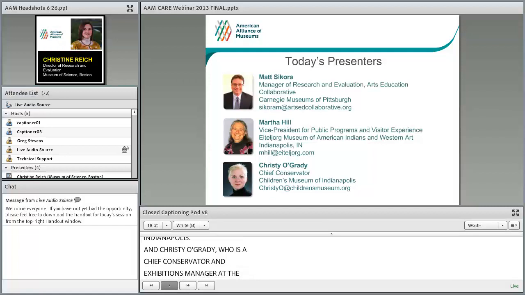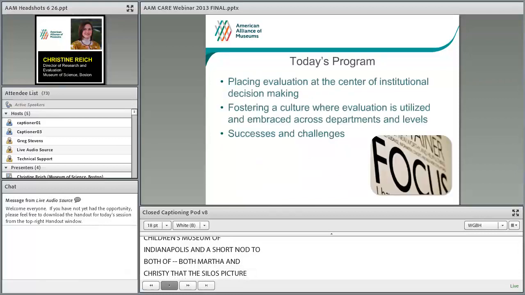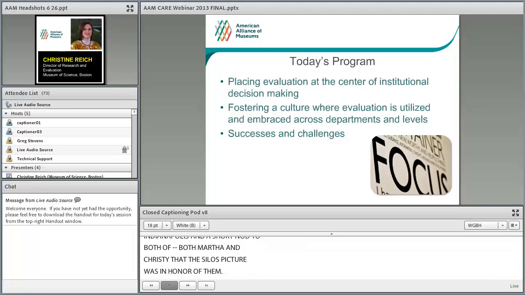And a short nod to both Martha and Christy, that the silos picture previously was in honor of them in the heartland.